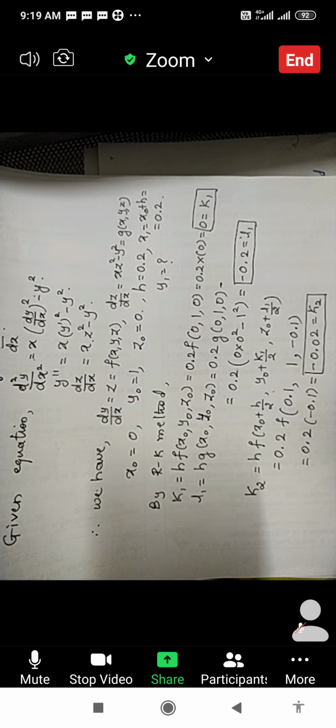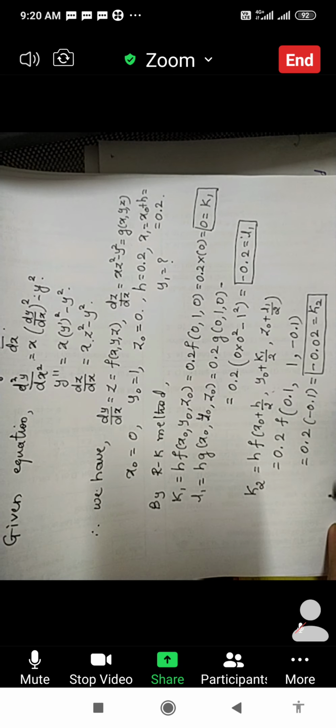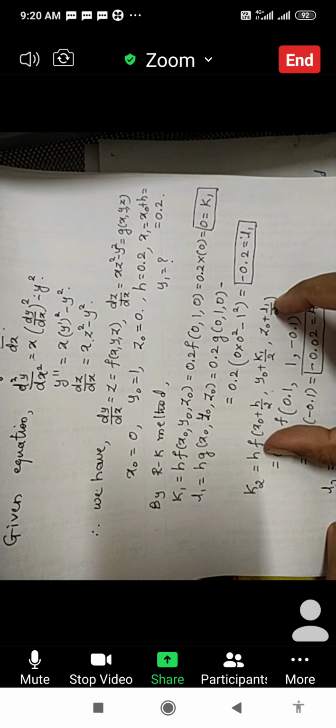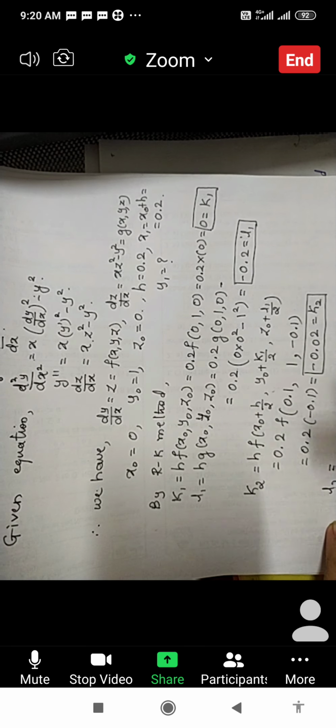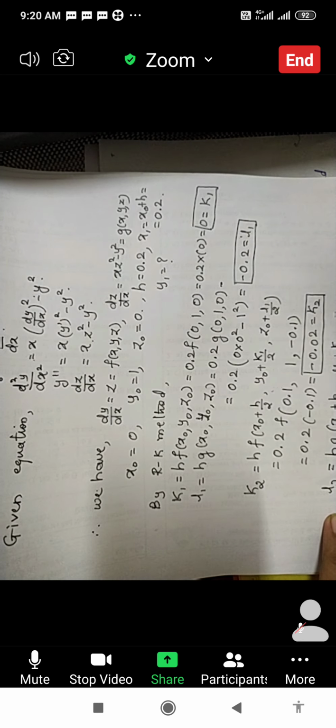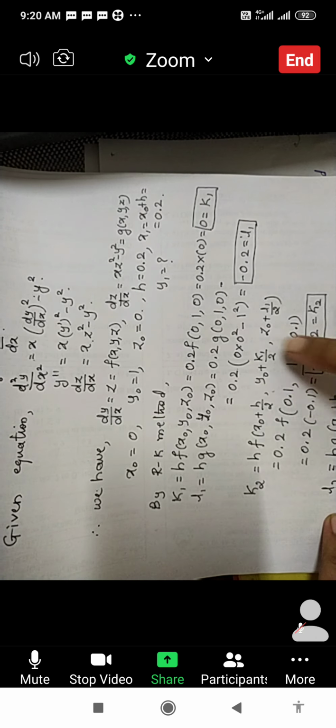After this, we have to calculate L2. The formula is the same, but instead of f, use g. Again, don't search for the values; write these values the same. So h is 0.2, g of 0.1, 1, minus 0.1.